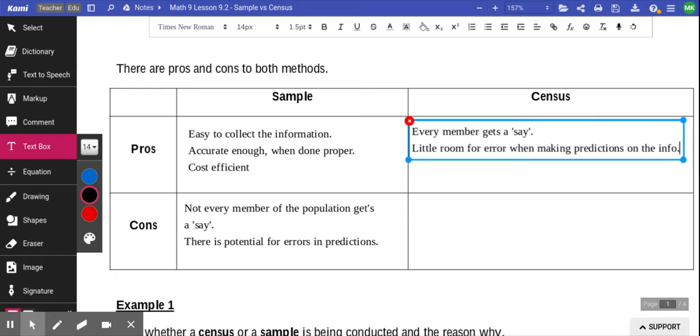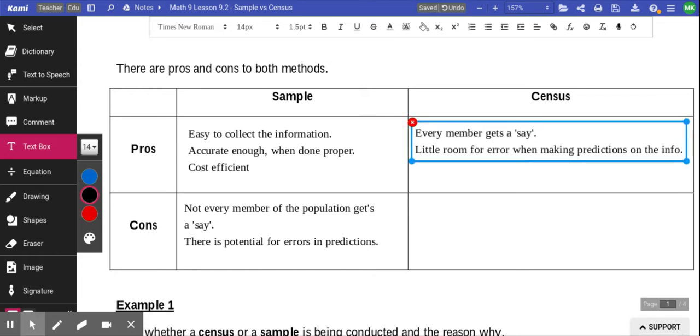All right. It's possible people could change their mind after they give you data, stuff like that. But if you ask every single person, it creates very little room for errors. This means it's very accurate.